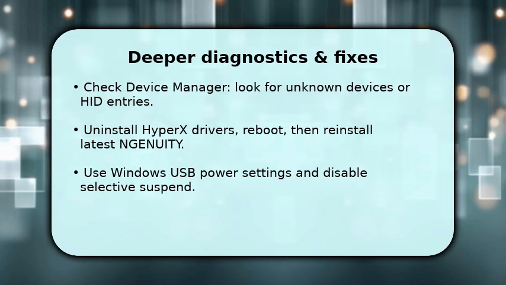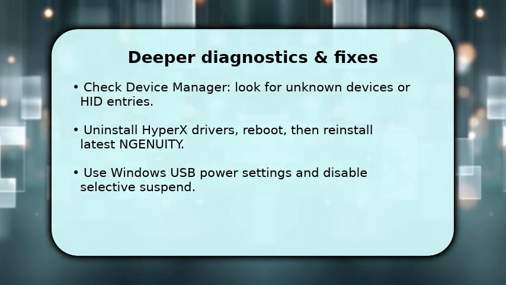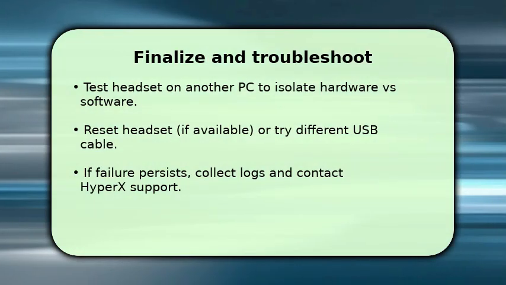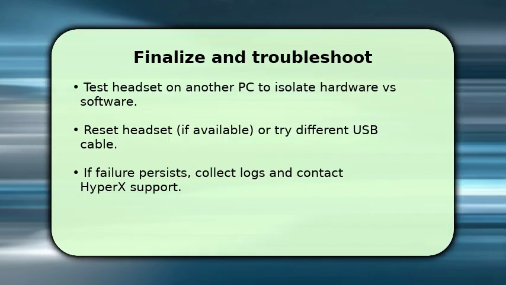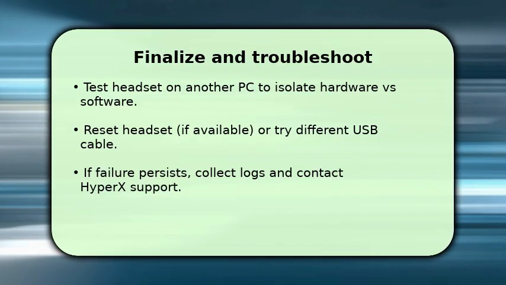Make sure to finish by verifying functionality. Test the headset on a second PC to isolate whether the issue is the device or your system. If it still fails, reset the headset per model instructions or swap the USB cable and port to rule out physical faults. Once NGENUITY detects the device, lock settings and check profiles.